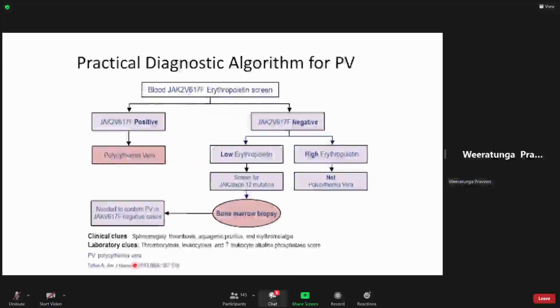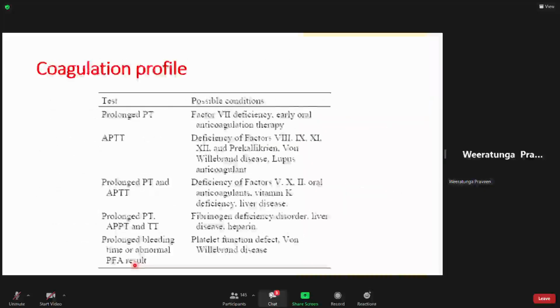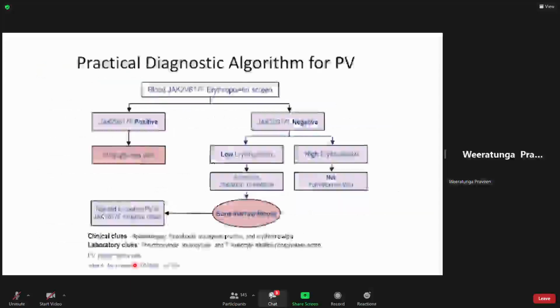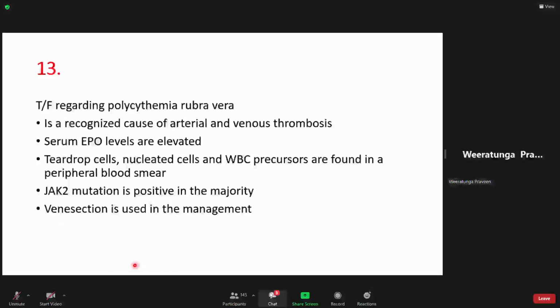Okay, so those are all the hematological malignancies. Any questions?